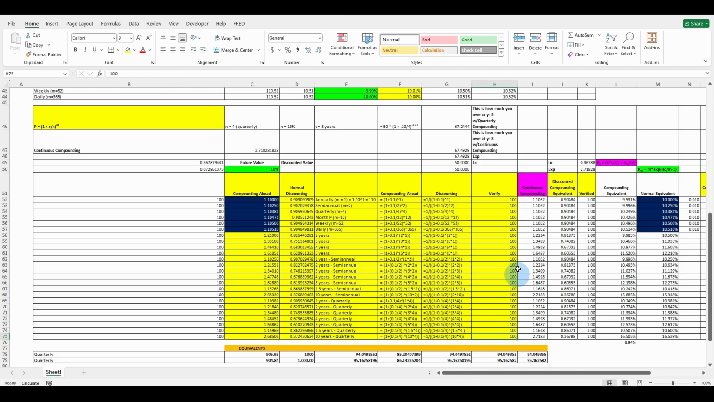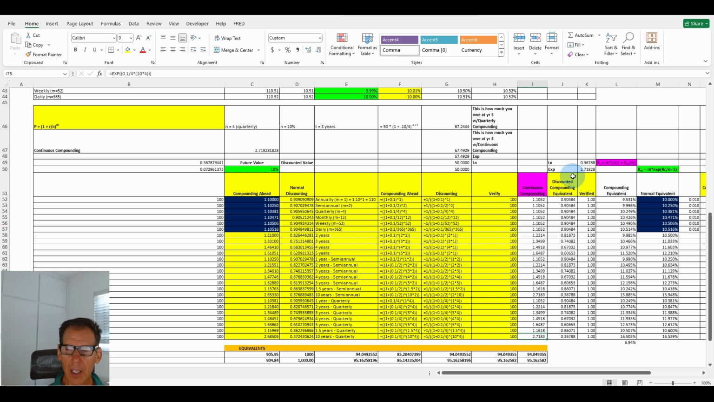In terms of verifying, I just like to verify to make sure that the math is correct. And I clearly screwed up something there. Continuous compounding, we're just going to take the 10%. We're going to come up with this compounding rate. Notice the difference. The compounding annual, or this is quarterly, is 2.685. Continuous compounding is 2.7183. Discounting equivalents, again, use the formulas.